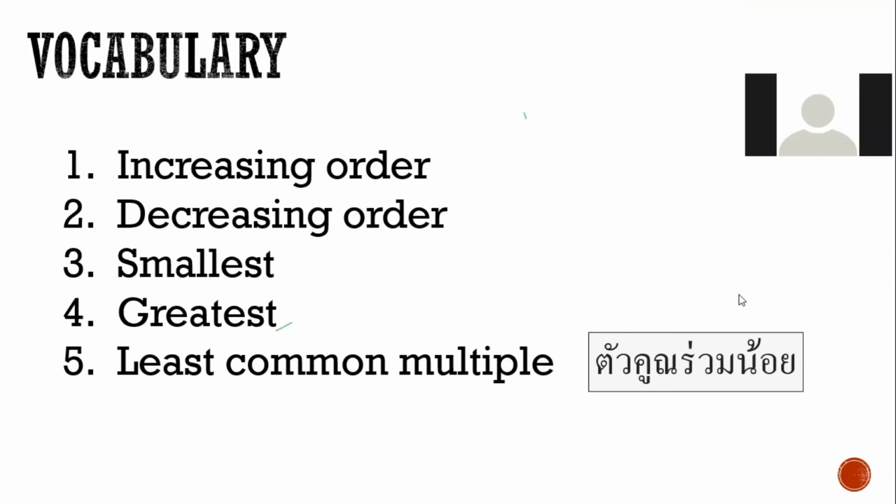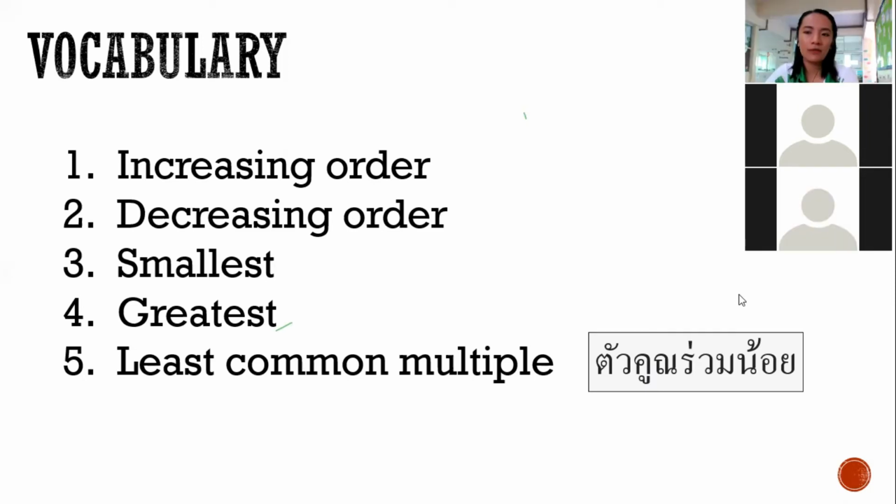Least order. What's next? Okay, let's repeat again. Number 1, increasing order. Number 2, decreasing order. Number 3, smallest. Very good. Number 4, greatest. Okay, number 5, least common multiple. Very good.